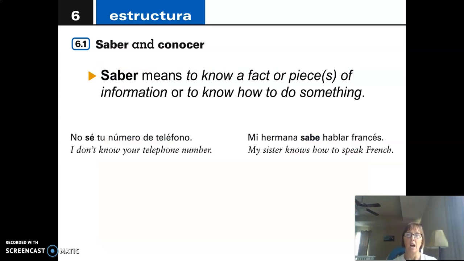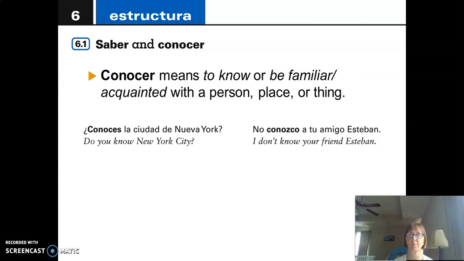All right. So again, these are just some examples. No sé tu número de teléfono. It's information. I don't know your telephone number. Okay, that's information. Mi hermana sabe hablar francés. My sister knows how to speak French. So now, again, we're saying that someone knows how to do something.